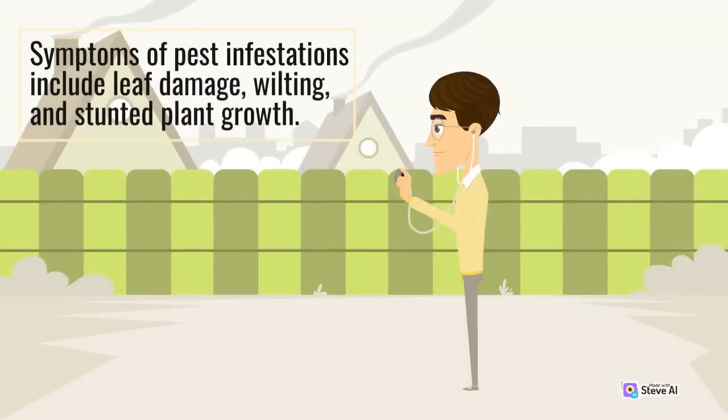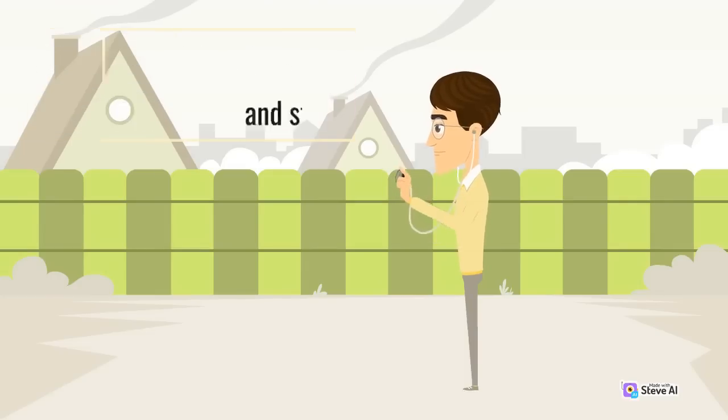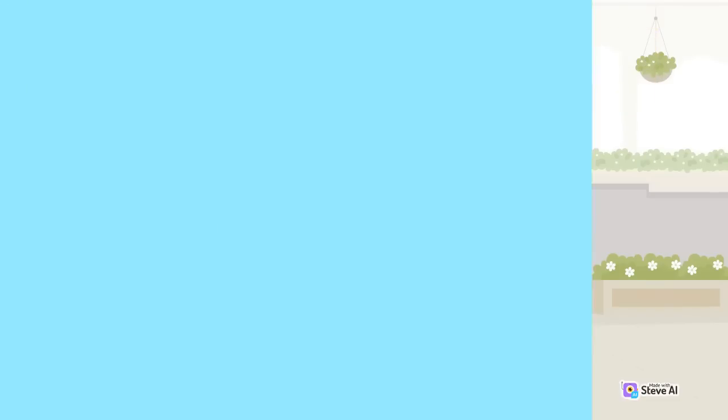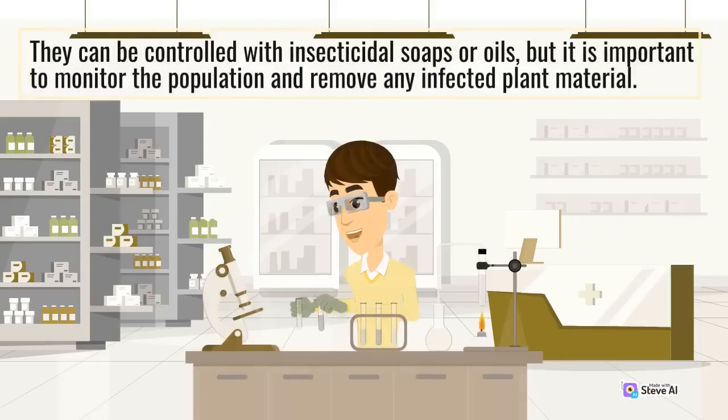Symptoms of pest infestations include leaf damage, wilting, and stunted plant growth. Aphids are small insects that feed on the sap of plants, causing wilting and leaf curling. They can be controlled with insecticidal soaps or oils, but it is important to monitor the population and remove any infected plant material.